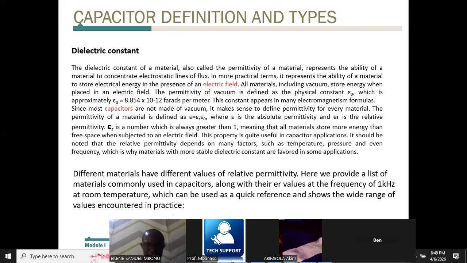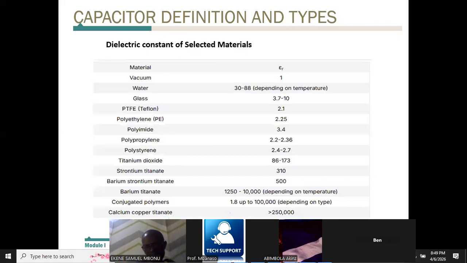So the next table, the table we are going to see, gives us some materials and their dielectric constants. You can see vacuum has 1, water has 30 to 88, and glass has 3.7 to 10, etc. When you get the lecture material, please go through them. This forms the theoretical background upon which you are going to build your practical knowledge.